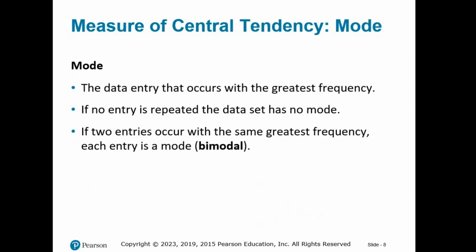The last measure of center that we'll discuss today is the mode. The mode is the data entry that occurs with the most frequency. If no data entry repeats within the set, then there is no mode. If two entries occur with the same greatest frequency, then each entry is a mode and the data is bimodal. Let's do some practice problems.